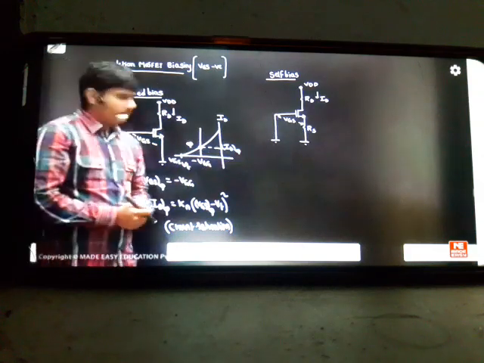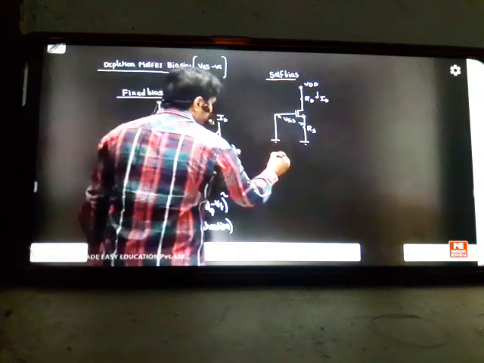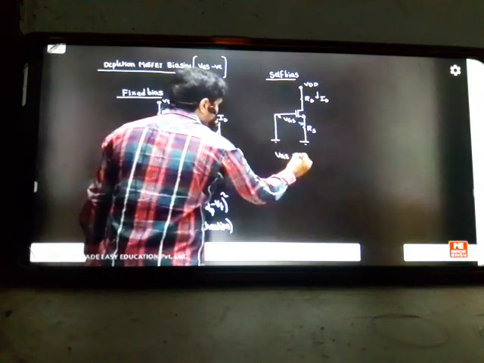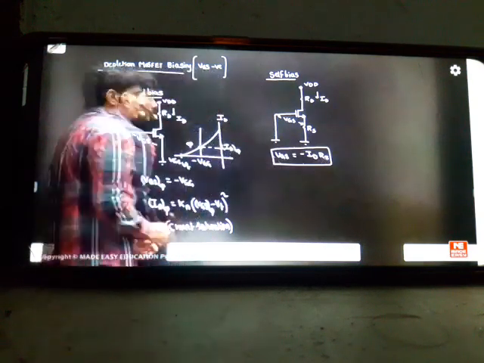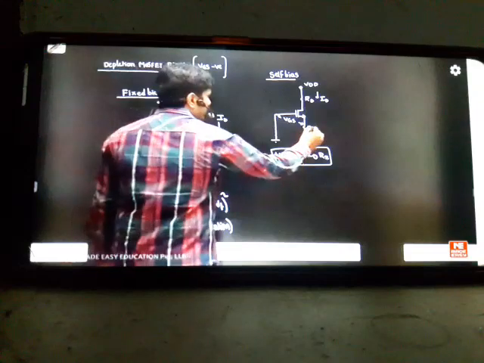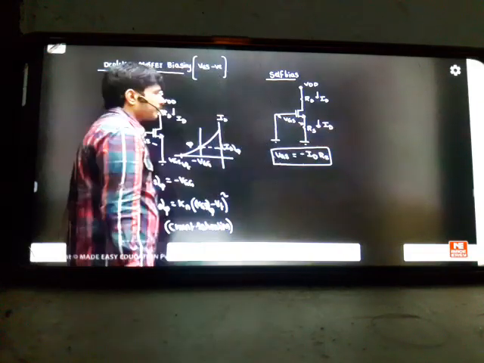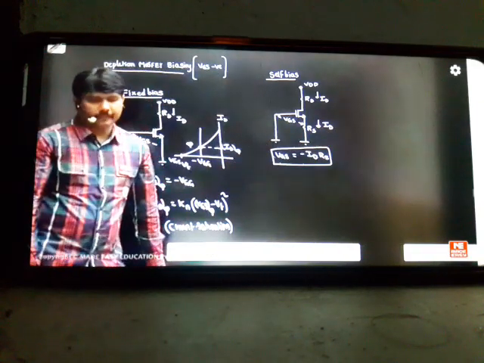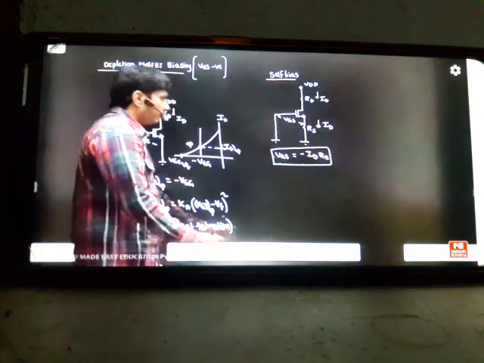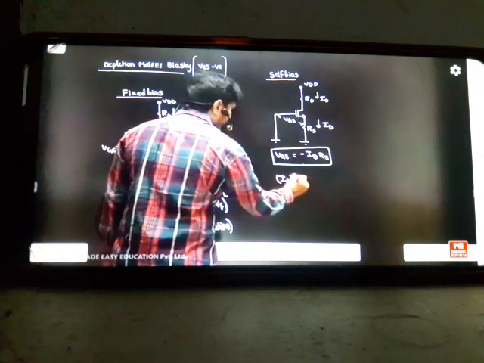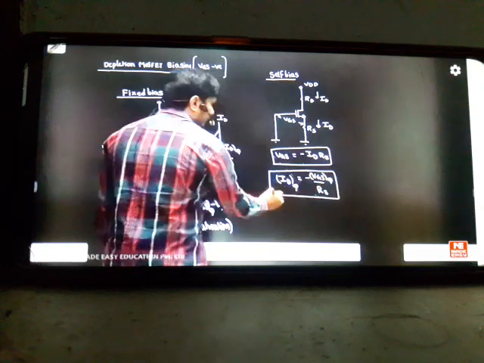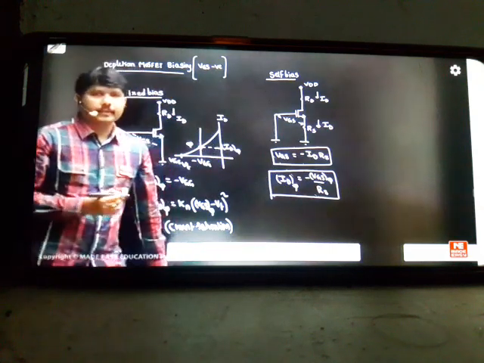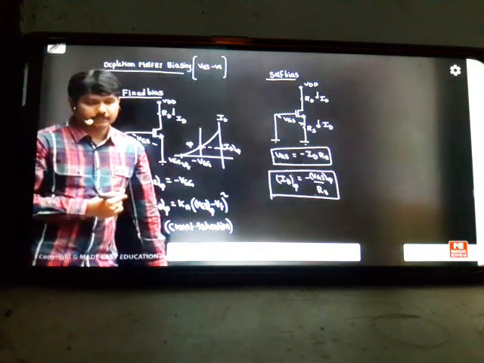In the self bias circuit, the main logic here is VG is equal to minus ID into RS. This is Ohm's law equation. Seeing the board, you can tell VGS is equal to minus ID into RS. This equation is very helpful to do the problems. And what is IDQ here? If you want the operating current, the formula is minus VGSQ divided by RS. If anybody gives the information about VGSQ, we can find IDQ. If they give IDQ, we can find out the VGSQ in the problem.